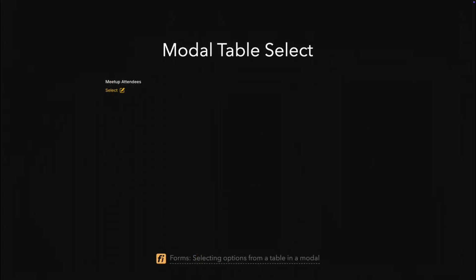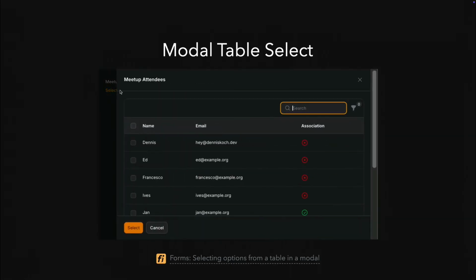Then we now have a modal table select, which has a similar use case to the normal select, but that's useful if you have more data, because the normal select just opens as a select and you can search a little bit, but that's it. The modal table select opens as a modal with a whole Filament table inside. So you have all the functionality that you usually have in a table.